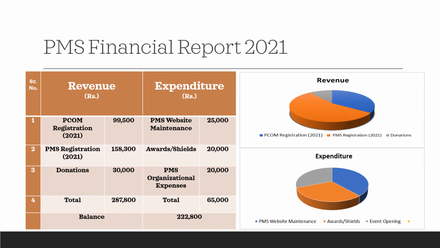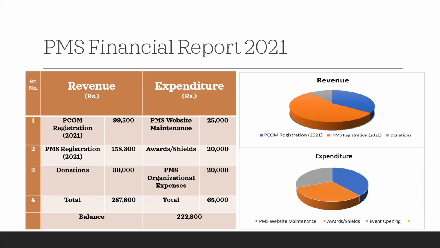However, there were some expenditures as well because we have a PMS website. To maintain this website, it costs around 25,000 rupees. There were some events during that PCOM, so awards and shields were given to a number of students, which cost around 20,000 rupees. And other than all these, we have some organization expenses, which cost approximately 20,000 rupees. So on the whole, for the year 2021, the expenditure is 65,000 rupees.